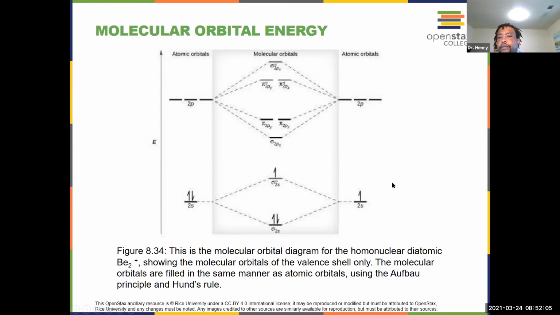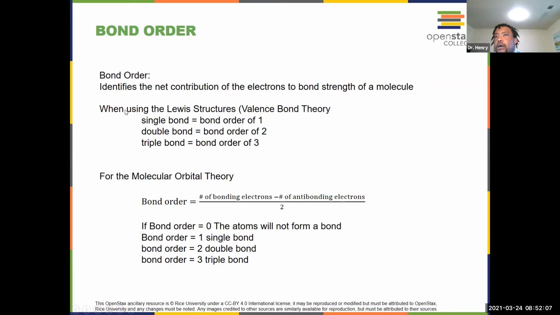Now let's talk about bond order. Bond order identifies the net contribution of electrons to bond strength. If it's a bond order of 1, it's going to be a single bond. If it's a bond order of 2, it's a double bond. If it's a bond order of 3, it's a triple bond. The way you calculate bond order is the number of bonding electrons minus the number of antibonding electrons, divided by 2. If your bond order is 0, then a bond won't form.